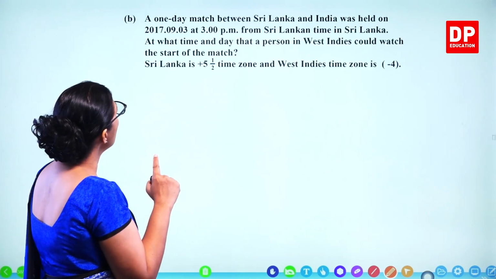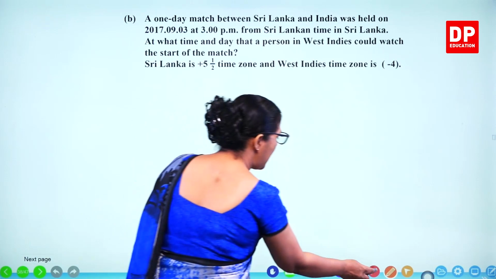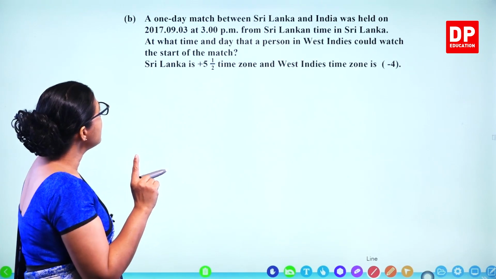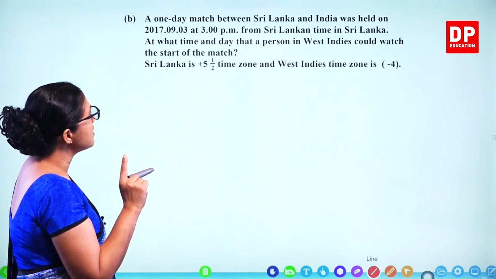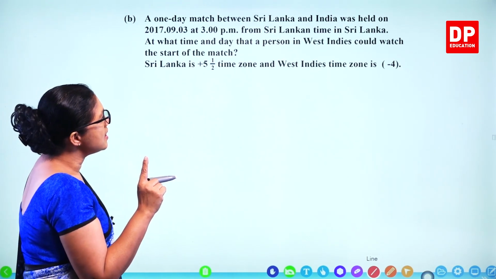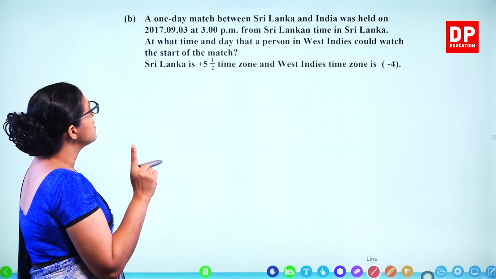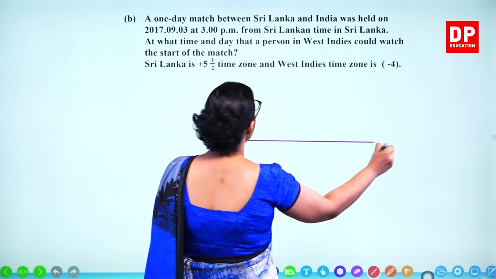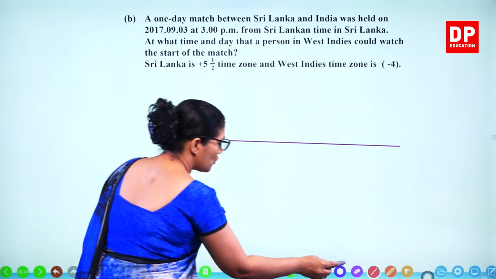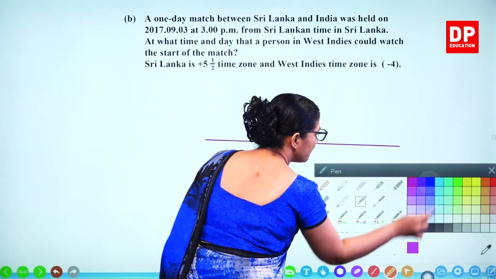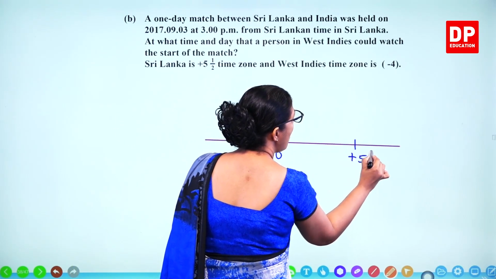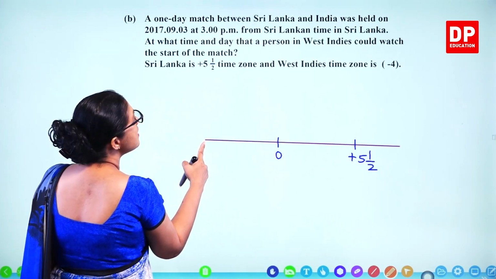Part B, this is about time. A one-day match between Sri Lanka and India was held on 2017 9/3 at 3 p.m. Sri Lankan time in Sri Lanka. At what time and day could a person in West Indies watch the start of the match? So Sri Lanka is time zone 5.5 and West Indies time zone is -4. So we'll take 0 here. We are +5.5, that's Sri Lanka. West Indies, that's -4.